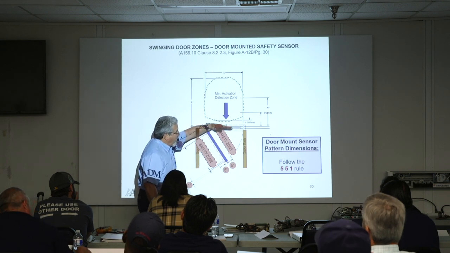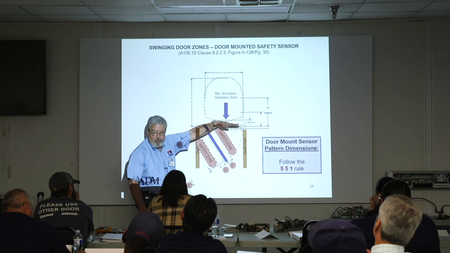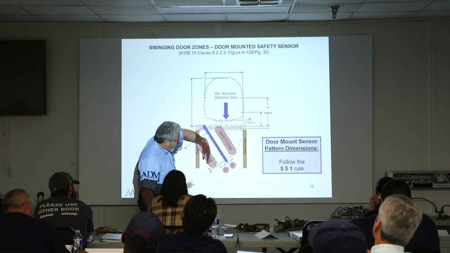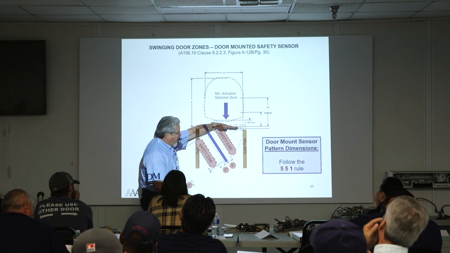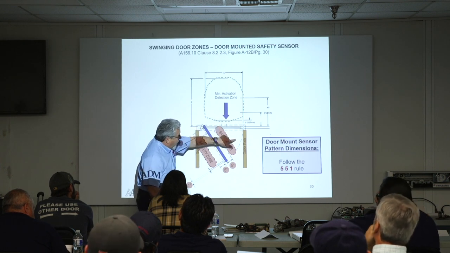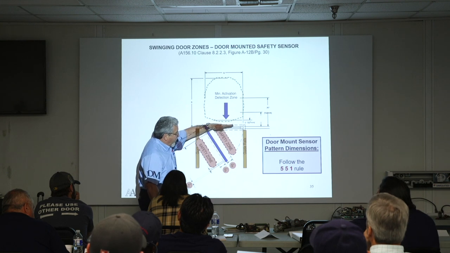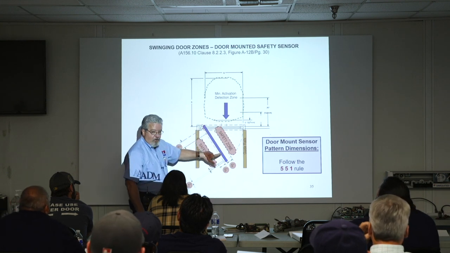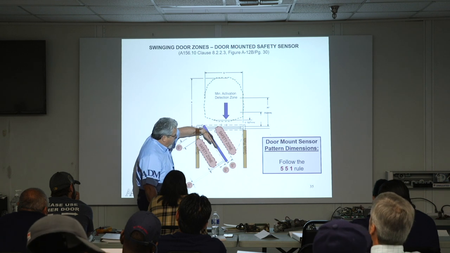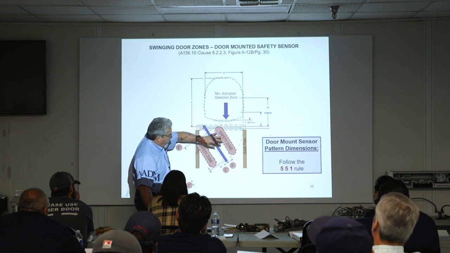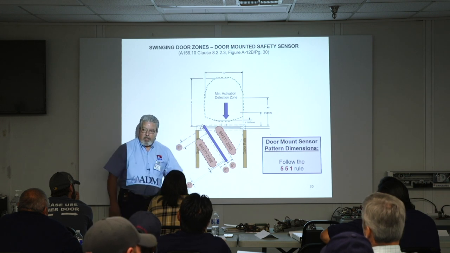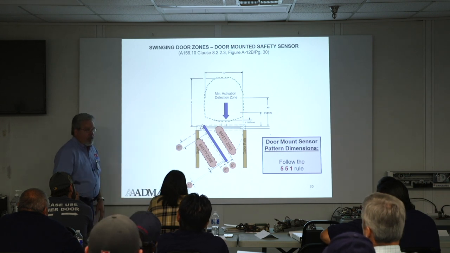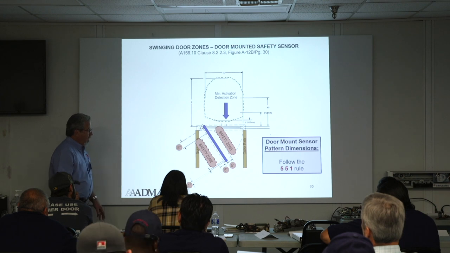So the idea is when the door is in the closed position up here, everybody's following me, these door-mounted zones travel with the door. So when the door is in the closed position, this zone that you see here is now going to be over here and prevents the door from opening on a person who might be in the swing path of the opening door. When the door is in the open position, this safety zone is now going to be over here and prevents that door from closing on a person in the swing zone. That's what the door-mounted safety sensor looks like, the pattern size.